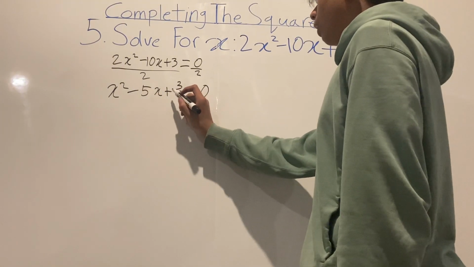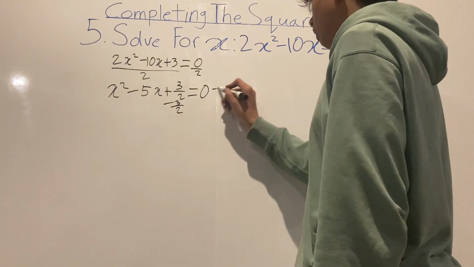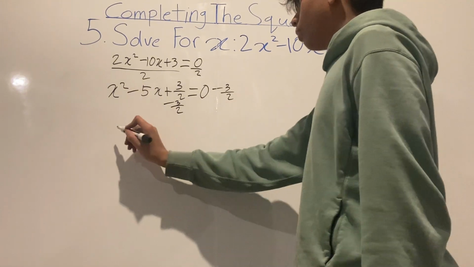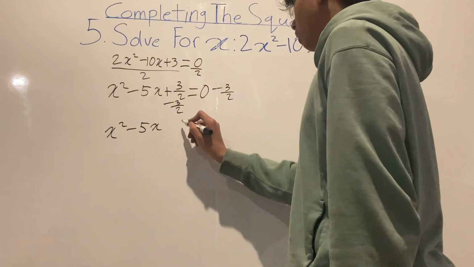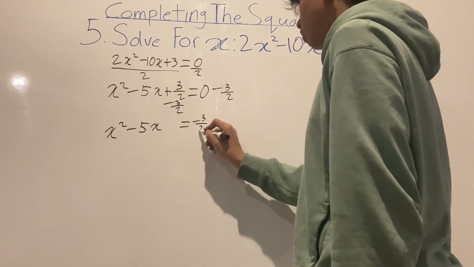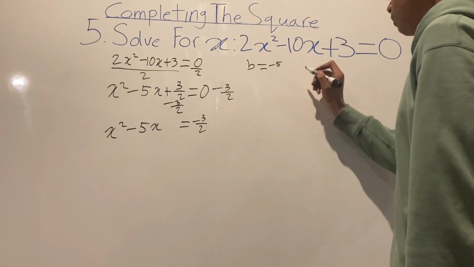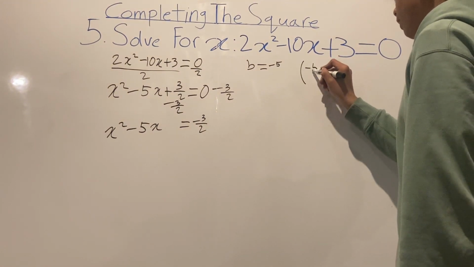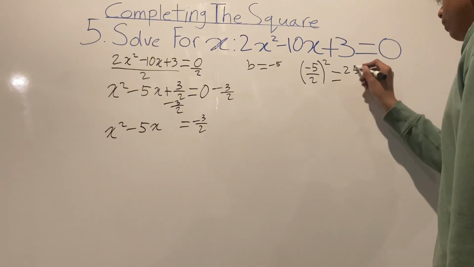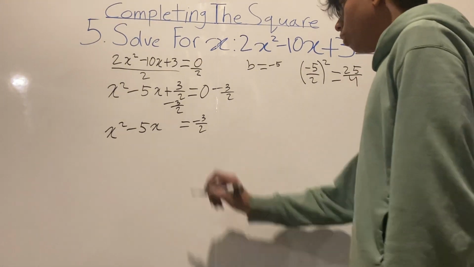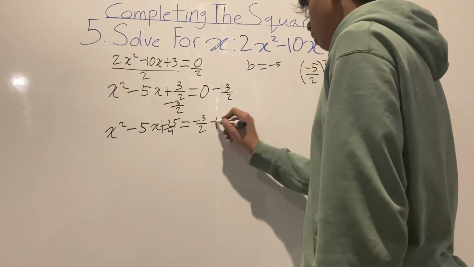Now we're going to have to move our c value again because we can't factor it yet to the other side. Minus 3 over 2 and minus 3 over 2. So we have our equation x squared minus 5x equals negative 3 over 2. And our b value is negative 5. So we're going to have to do negative 5 divided by 2 squared, and this is going to equal 25 divided by 4. So we're going to add our new c value on both sides, 25 over 4 and plus 25 over 4.